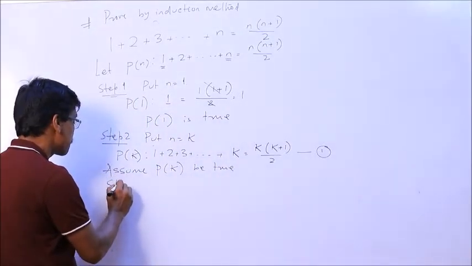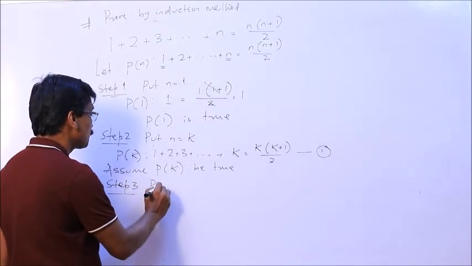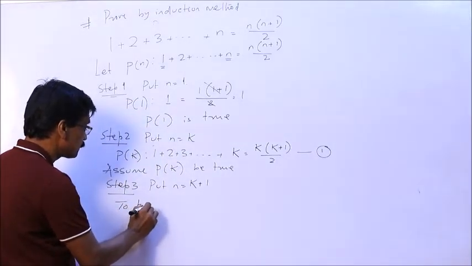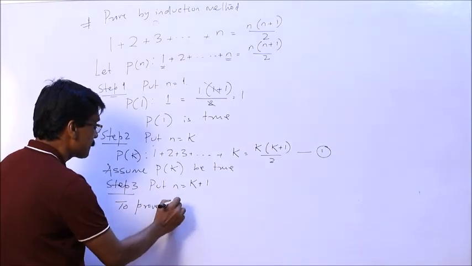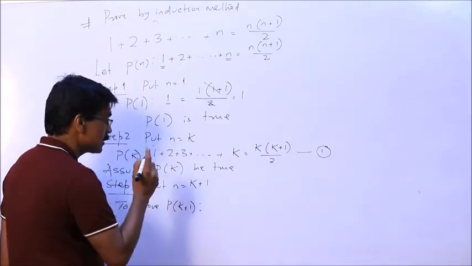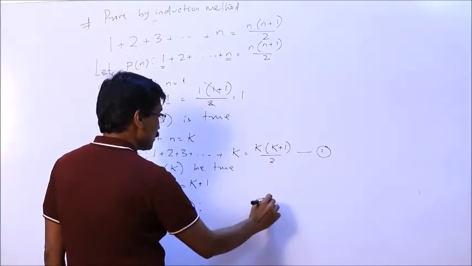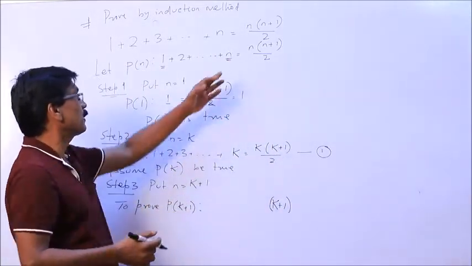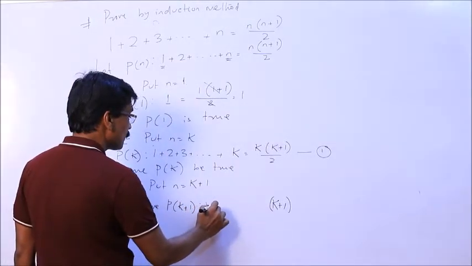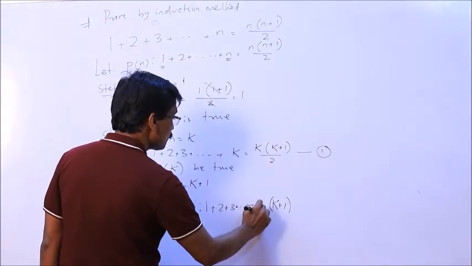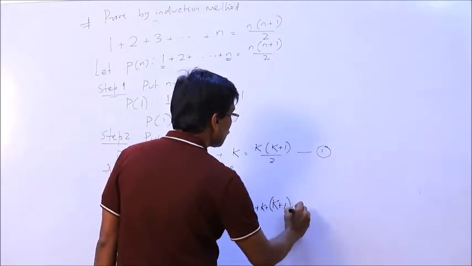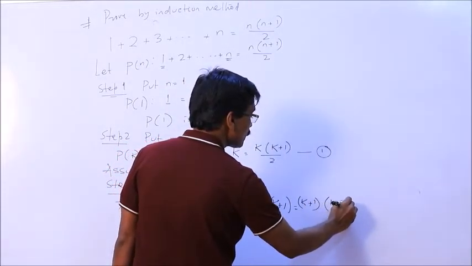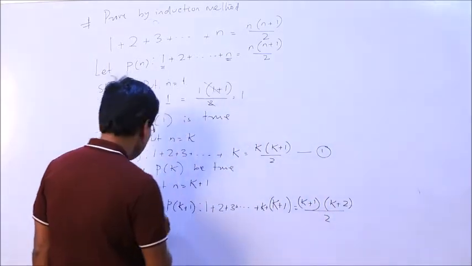And step 3, put n is equal to k plus 1. Then to prove P(k plus 1), that is, put n is equal to k plus 1, that is k plus 1, and compared to the previous term, that is 1 plus 2 plus 3 up to k plus k plus 1, that is equal to right hand side, that is k plus 1 into k plus 1 plus 1, that is k plus 2 by 2. That is, we have to prove this one.